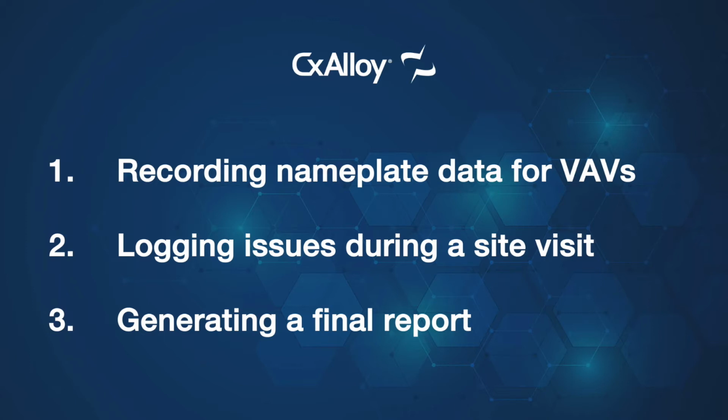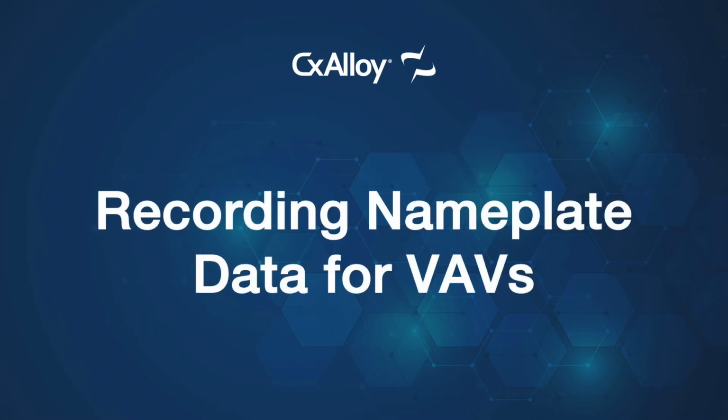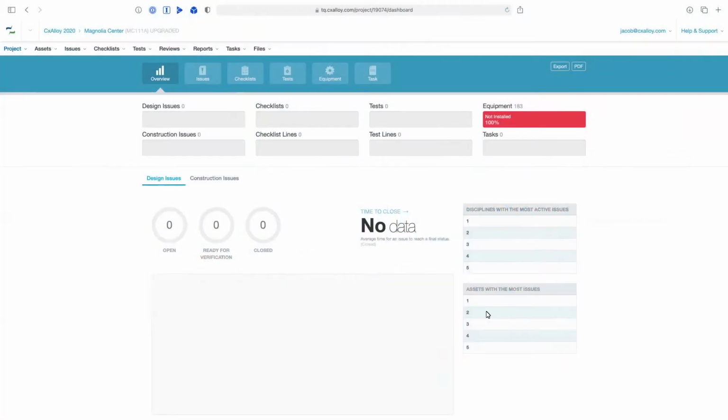So the first one is we're going to look at recording nameplate data for VAVs. Second one is logging issues during a site visit. And the final one is generating a final report. With that, let's dive right in. What I've done prior to starting this today is created a sample project called Magnolia Center. And there's only a little bit of information currently in this project.